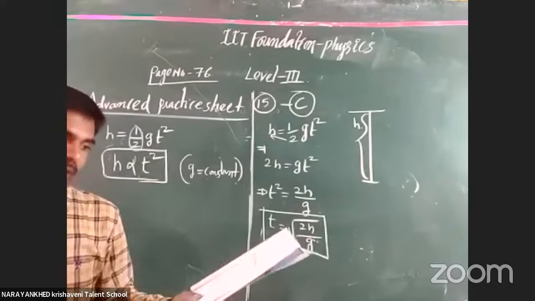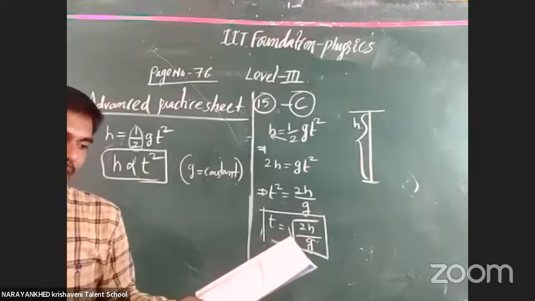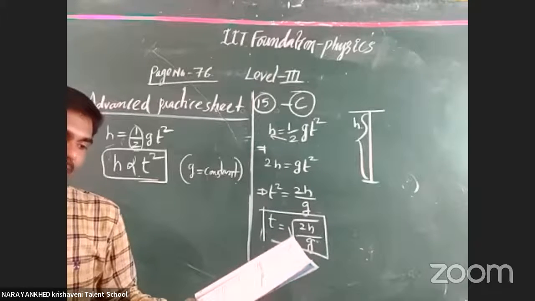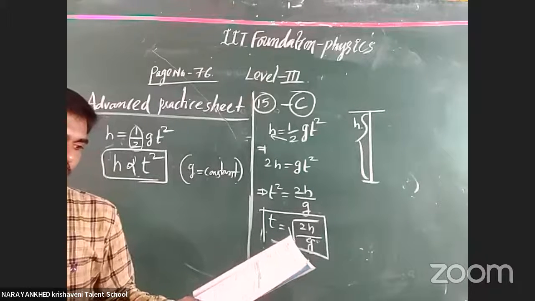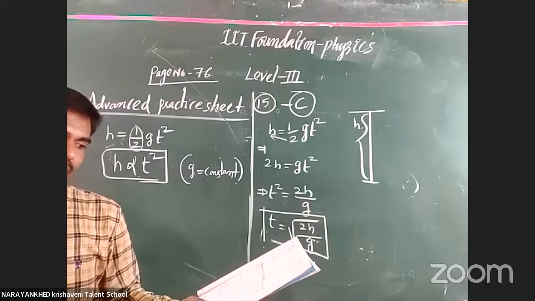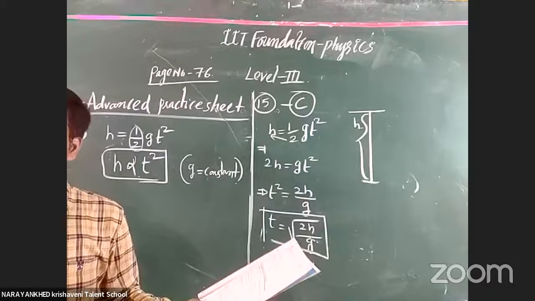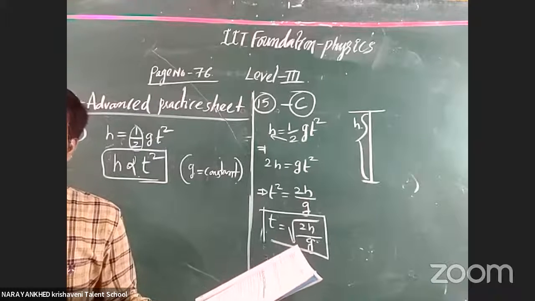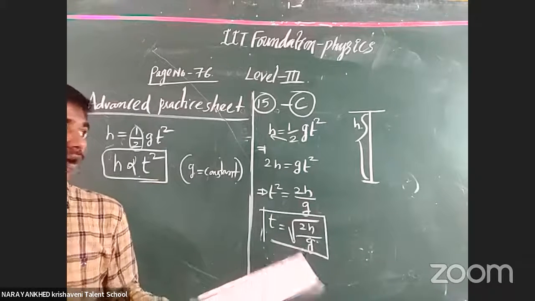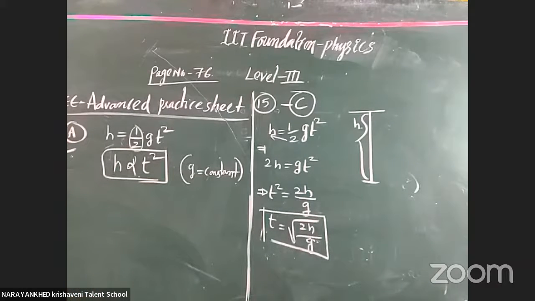A body released from the top of the tower of height h takes t seconds to reach the ground. Where is the body t by 2 seconds after release? Where is it actually? Okay, clear or not, all the students? Already we have discussed this: we have to find where it will be after t by 2 seconds.